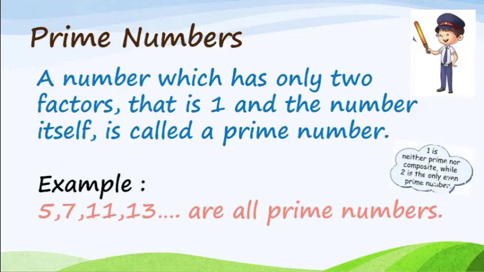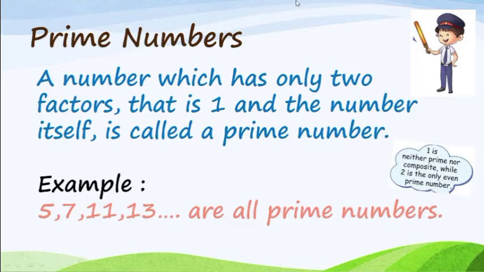Now, one more relation we are seeing here. 1 is neither prime nor composite. 1 is neither considered a prime number nor a composite number. And in another case, 2 is the only even prime number. So the number which is neither prime nor composite is 1, and the only even prime number is 2.